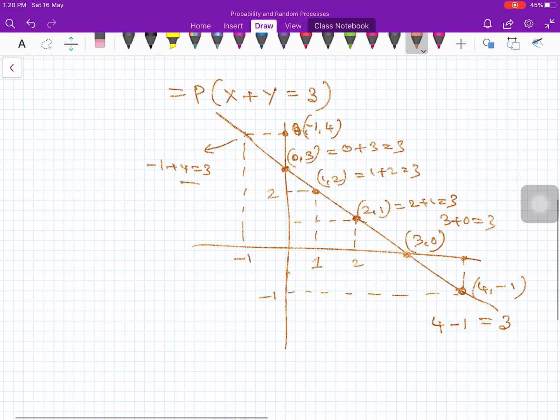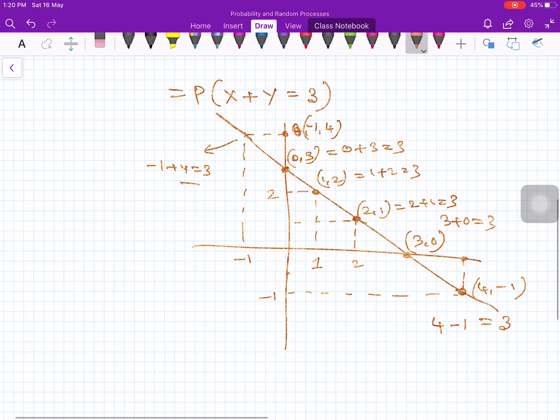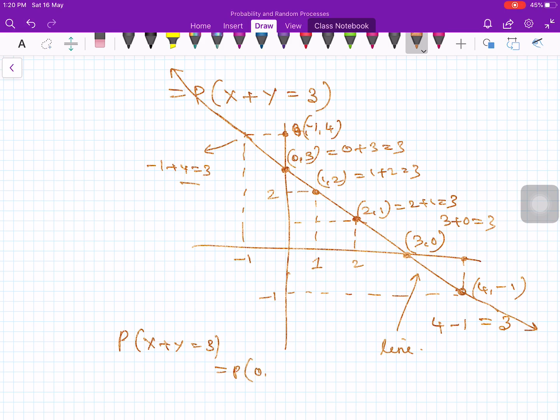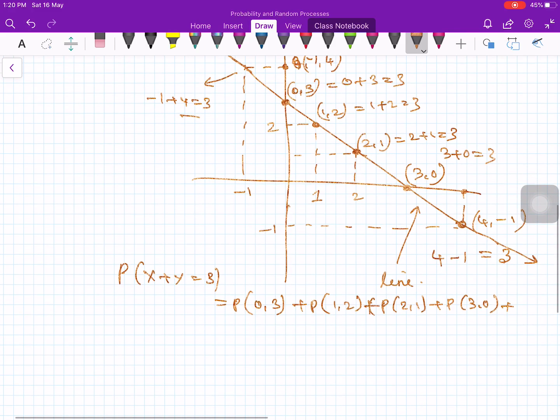So you consider all possible ways that you can get the sum of 3, and the different ways are the points in this picture, and they correspond to a line that goes towards this direction and towards this direction. So the probability that the sum is equal to a certain number is the sum of the probabilities of all those points. So the probability of the sum x plus y equal to 3 is equal to the probability of (0, 3), then the probability of (1, 2), plus the probability of (2, 1) plus the probability of (3, 0) plus the probability of (4, -1) plus the probability of (-1, 4) and so on.